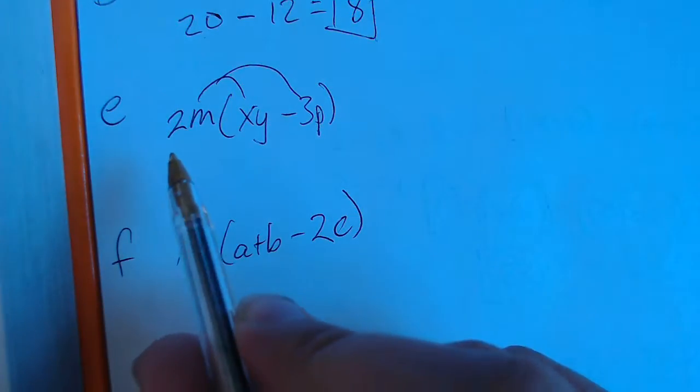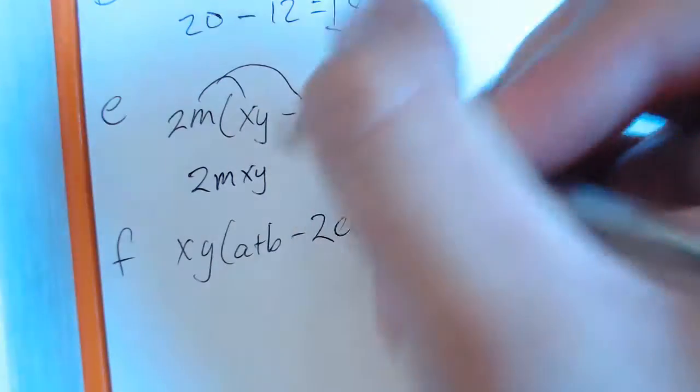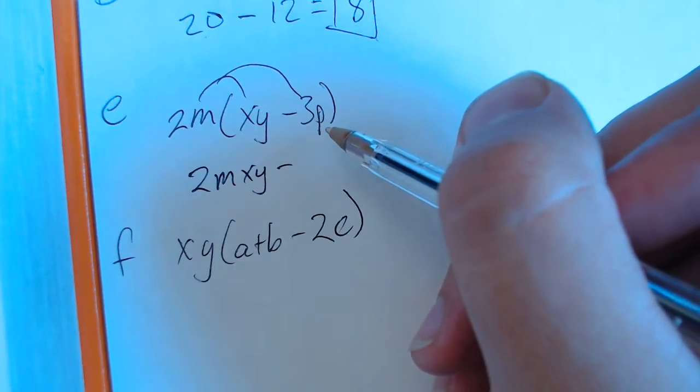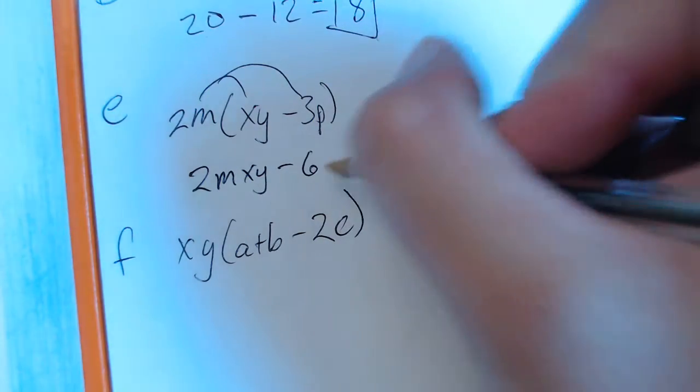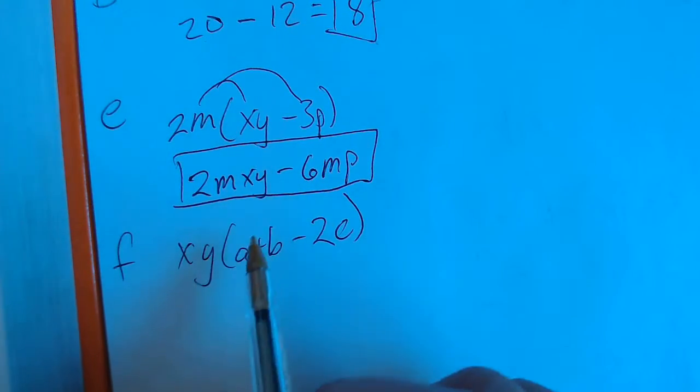So on E, we're going to go ahead and use the distributive property here. 2m times xy is going to become 2mxy. Put our subtraction sign. 2m times 3p is going to be 6mp. And that's our answer. That's as simple as we can make it.